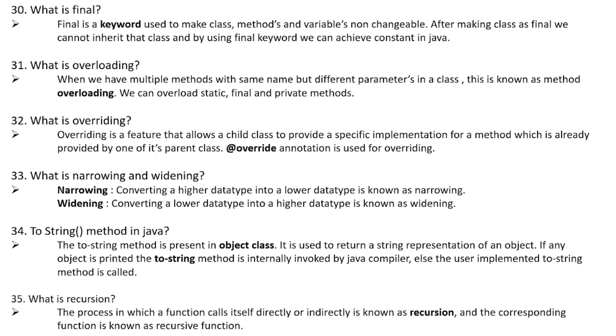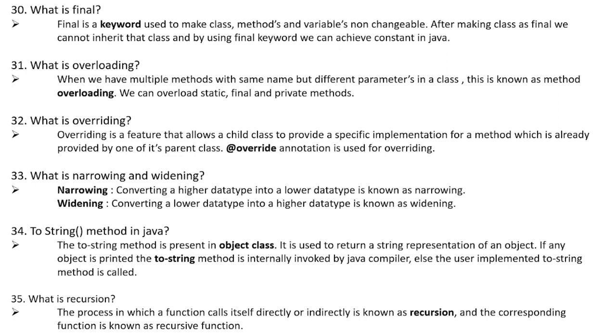32. What is overriding? Overriding is a feature that allows a child class to provide a specific implementation for a method which is already provided by one of its parent classes. The @Override annotation is used for overriding.